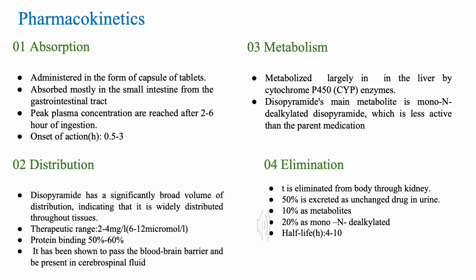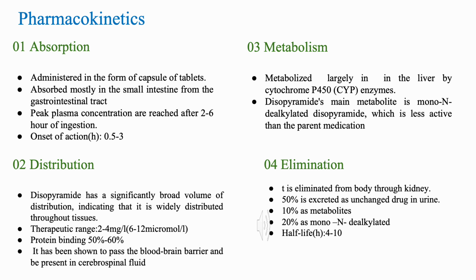It is absorbed mostly in the gastrointestinal tract, especially in the small intestine, and the drug is taken up to the bloodstream. After 2 to 6 hours of ingestion, the maximum plasma concentration is achieved. The onset of disopyramide ranges from 0.5 to 3 hours and the patient is expected to have a therapeutic effect in this range. However, some of the factors that influence absorption are administration routes like intravenous, oral, and intramuscular.